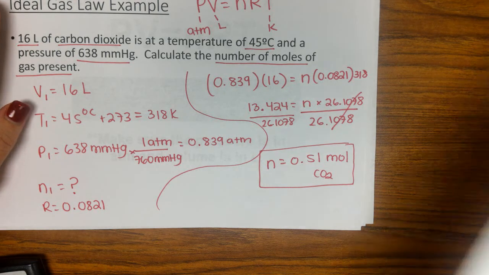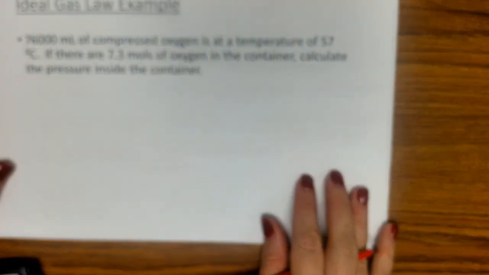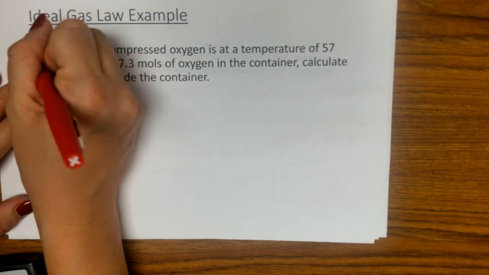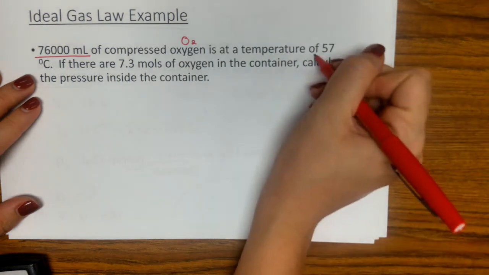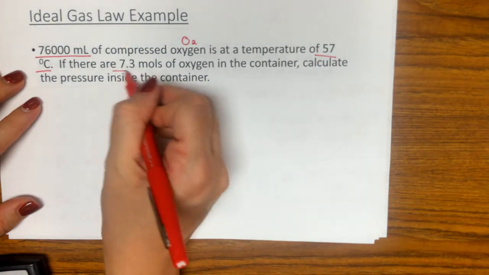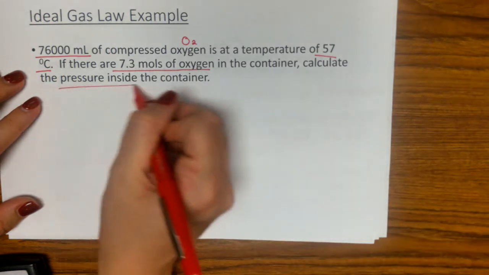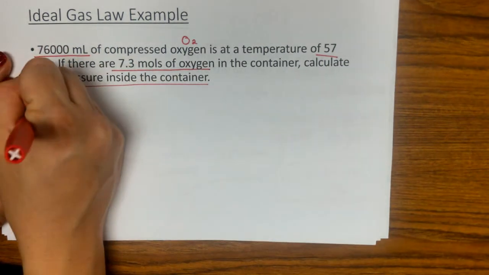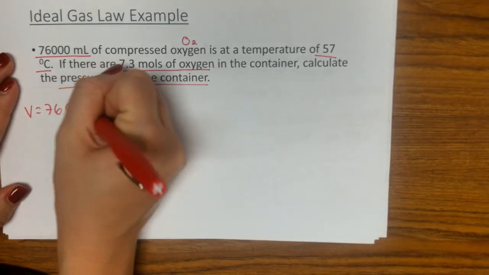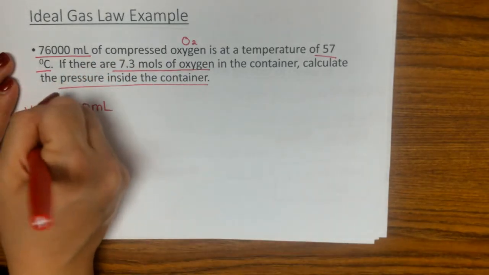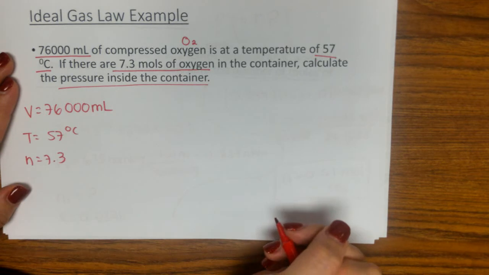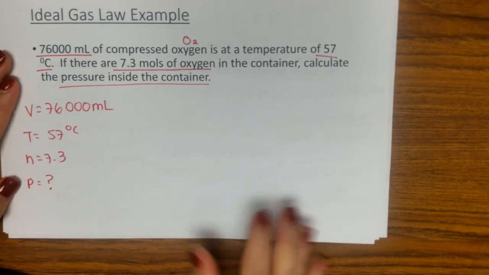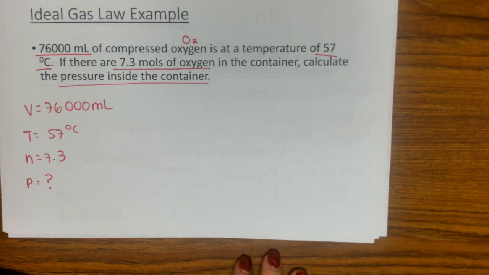We've got 2 more we're going to do together. These should go faster. So 76,000 milliliters of compressed oxygen, which is again O2. It's at a temperature of 57 Celsius. If there are 7.3 moles of oxygen, calculate the new pressure. Listing my variables, my volume, 76,000 milliliters, my temperature, 57 degrees Celsius, my moles, 7.3, and I'm looking for pressure. Notice there's no 2 of anything, no V2, no N2, etc. So this has to be the ideal gas law.